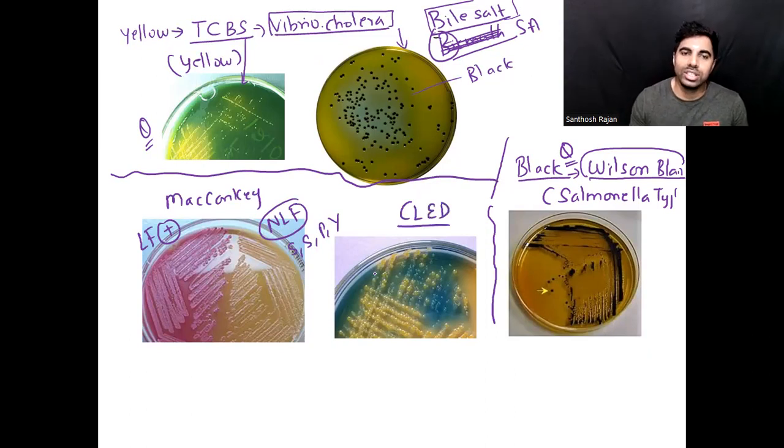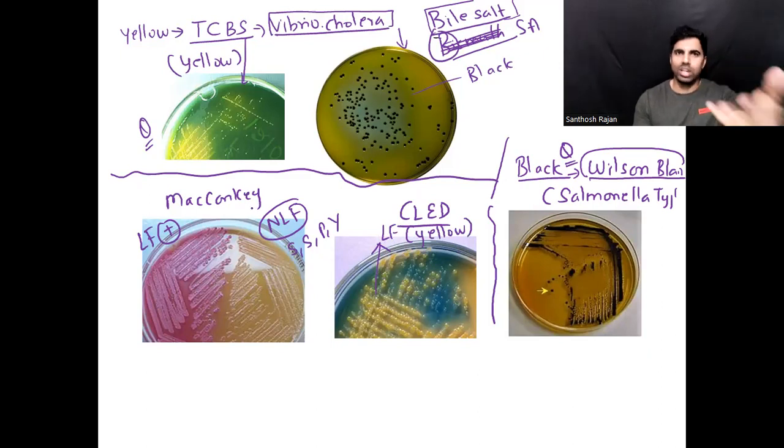This is a CLED media. CLED also yellow. See, you see these yellow color colonies. If you see yellow color, that is LF colonies. Okay, LF. See, pale, here also pale is NLF. Here also, if it's pale, that is NLF. Now it's yellow. So on CLED media, a lactose fermenter colony would be yellow in color. That's it, this one you have to remember. Okay, MacConkey means plant, PLANT. N is neutral red, the indicator.